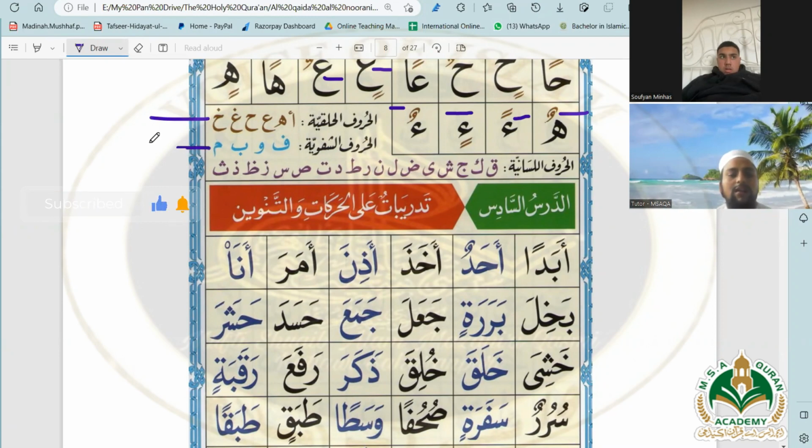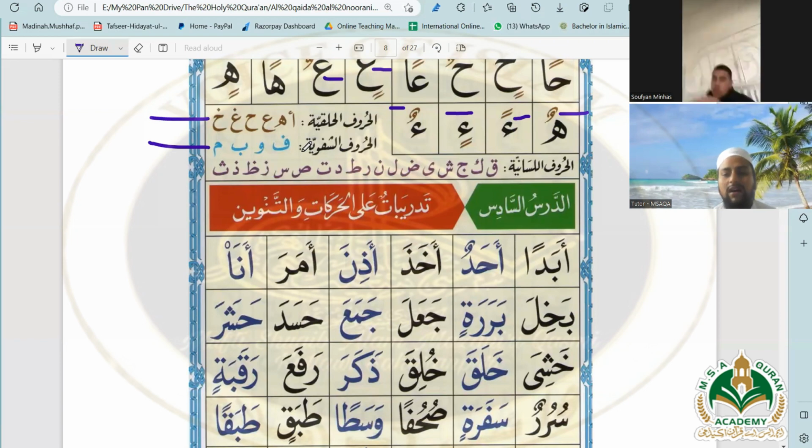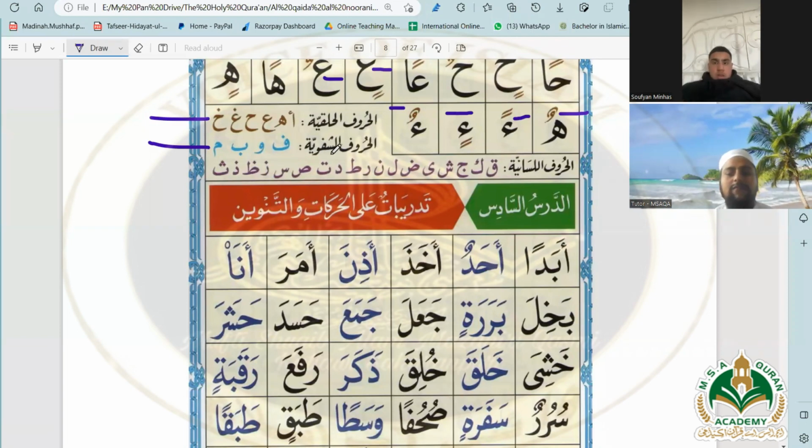The next 4 letters are al-huruf al-shafawiyya. Shafatun means your lips, and halaq means your throat. So al-huruf al-shafawiyya means the letters you have to pronounce from your lips. Fa, with your teeth on your lips. Wow, nothing is involved, just your lips. Ba, just from your lips. Meem. Look at me when I'm reading these letters so that you can understand very well.